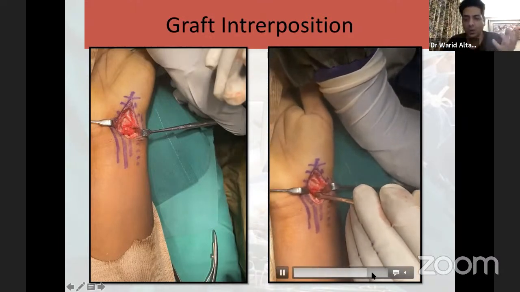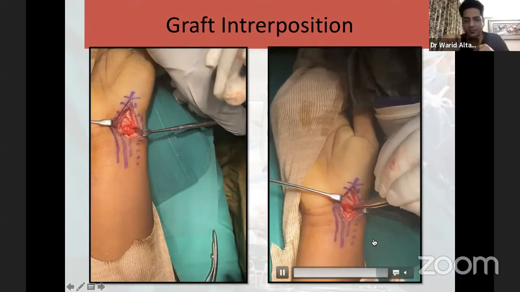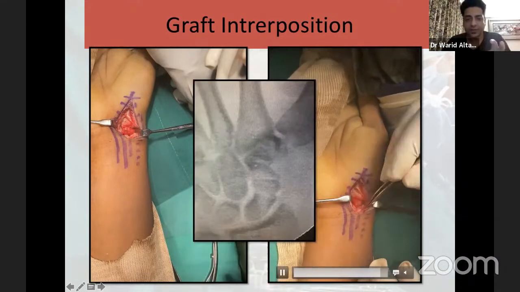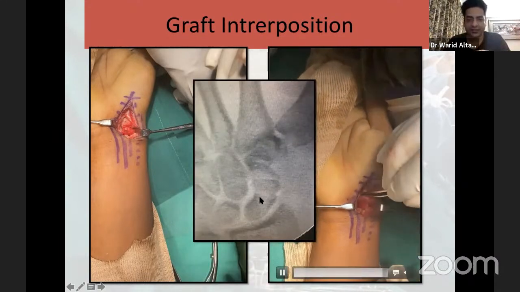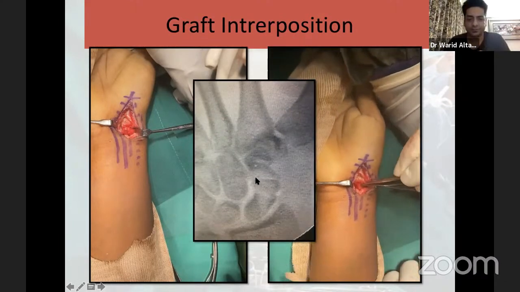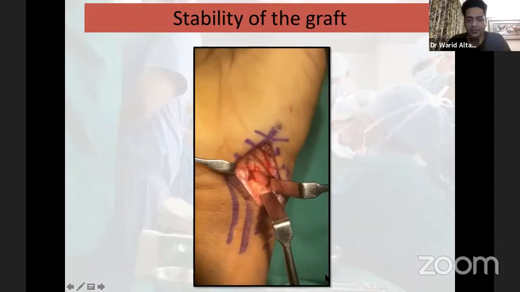So that is how your idea should be when you approach, and make sure that the graft is very well stable before your internal fixation. So that is how the picture usually looks at this stage. This is the proximal pole, this is the graft, and this is the distal pole. And this is before the fixation.